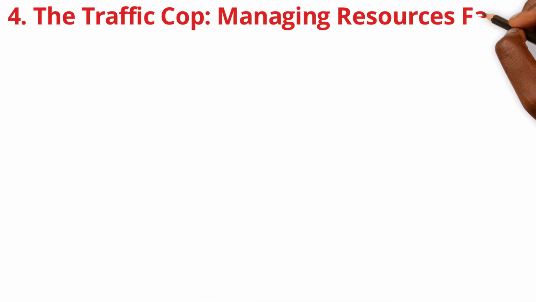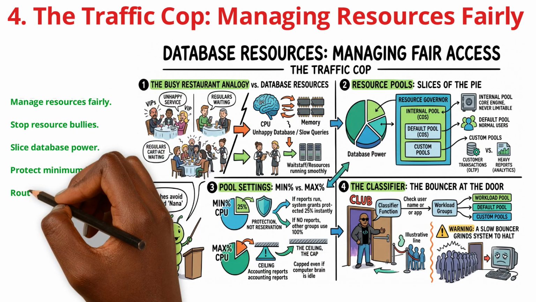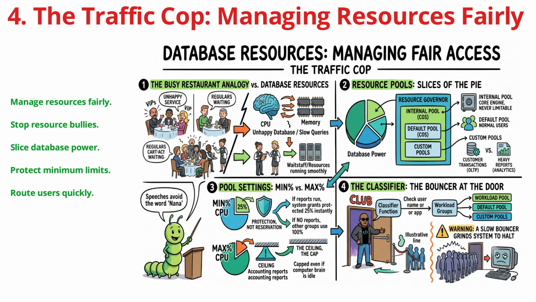Imagine a busy restaurant where one massive party demands all the waitstaff, leaving your VIPs completely ignored. Your database faces this exact same problem. To fix it, SQL Server uses the Resource Governor to act as a traffic cop, slicing your database's power into distinct resource pools. You can set minimum protections to guarantee computing power when it is needed, or maximum ceilings to prevent any one group from hogging the system. Finally, a lightning-fast classifier function acts as the bouncer, instantly checking users at the door and routing them to their proper pool, ensuring everyone gets fair and fast service.